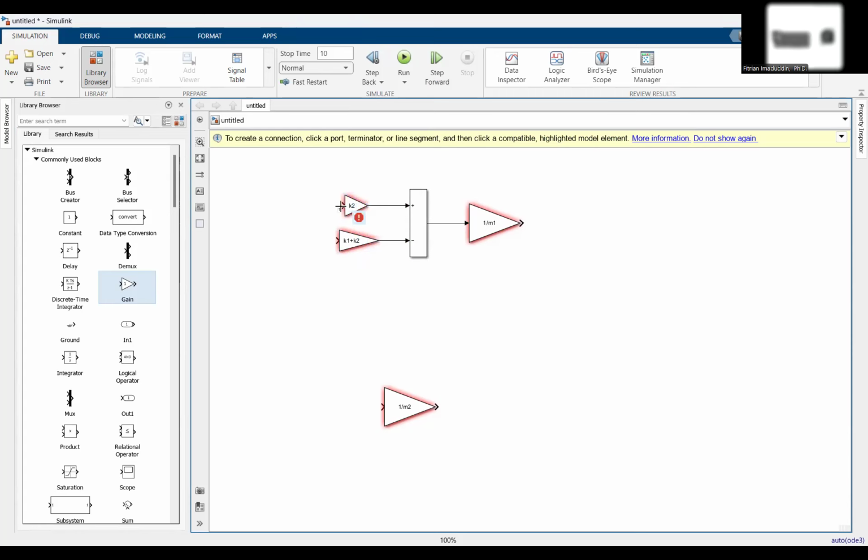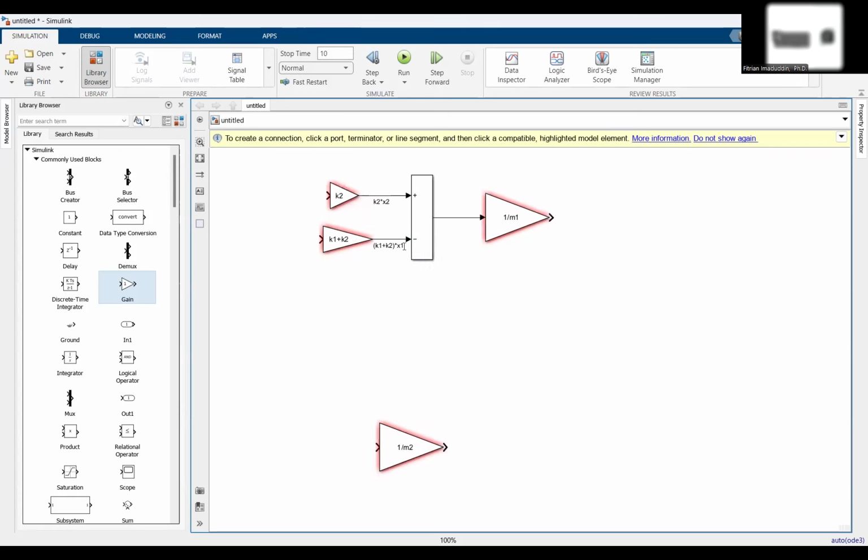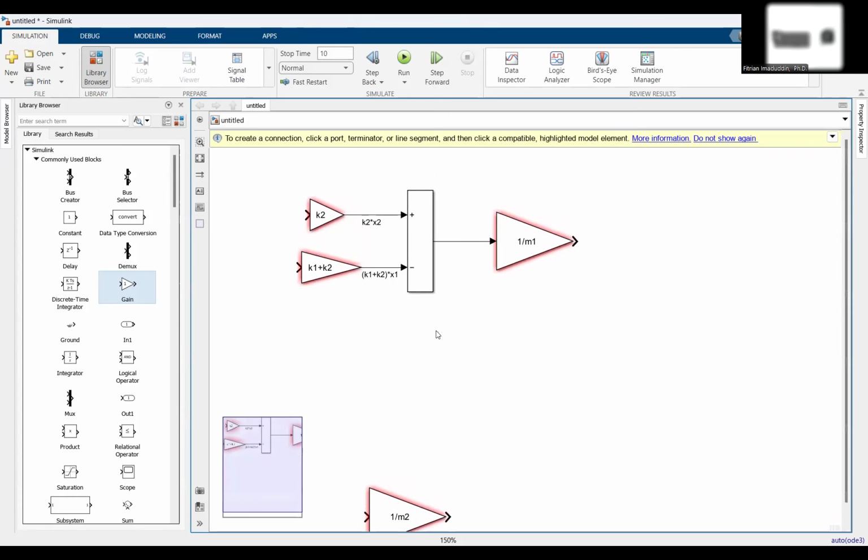And this later on should be the x2, and the second one should be the x1. So what do you have here? You have k2 multiplied by x2. Remember, x2 later on is a variable. You will have k1 plus k2 multiplied by x1. And this is actually k2 x2 minus (k1 plus k2) multiplied by x1.